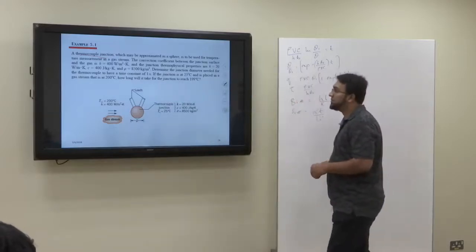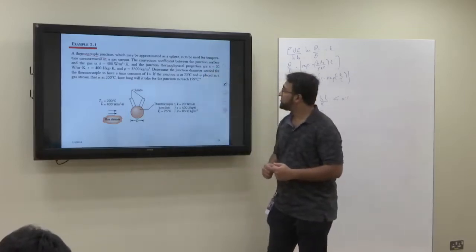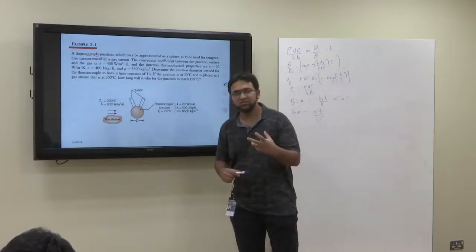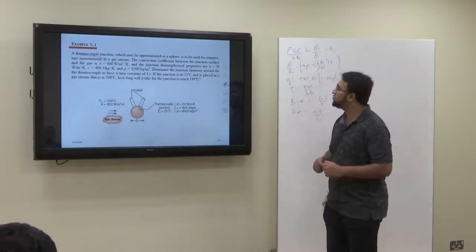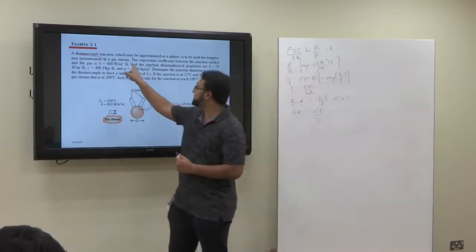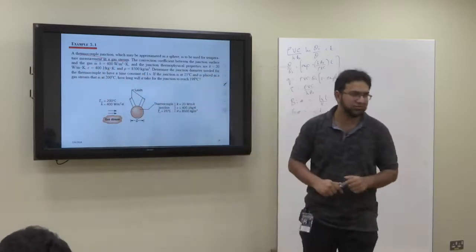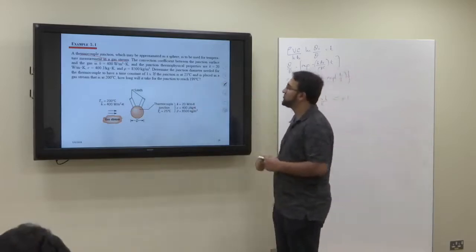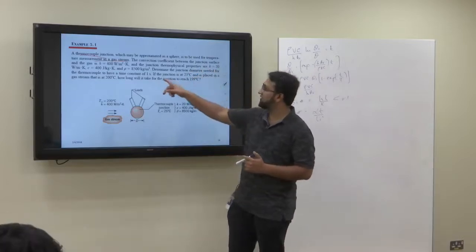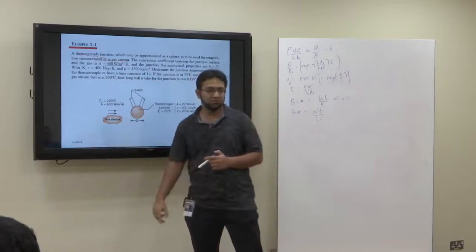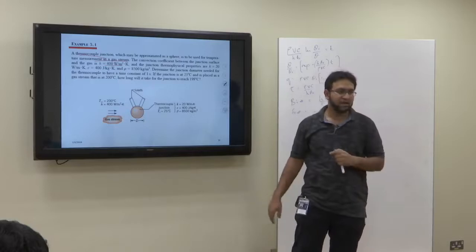So we have a thermocouple junction. Junction means it's the point, which may be approximated as a sphere. They are saying that it's like a small ball, to be used for temperature measurement in a gas stream. So we have a gas stream, somewhere gas is flowing, and we need to measure the temperature of that gas, and this thermocouple junction is to be used. The convection coefficient between the junction surface and the gas is given.